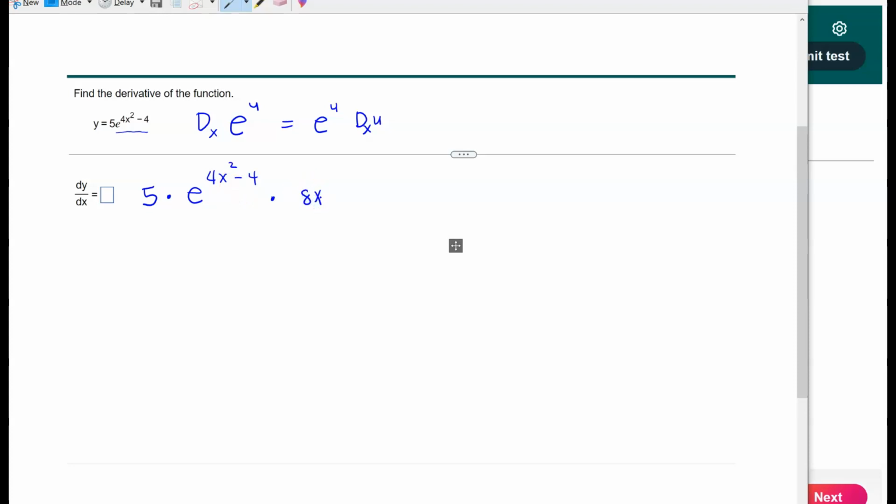And that's it. Now in this case, it's easy to simplify. You can go ahead and simplify it. That's 40x e to the 4x squared minus 4.